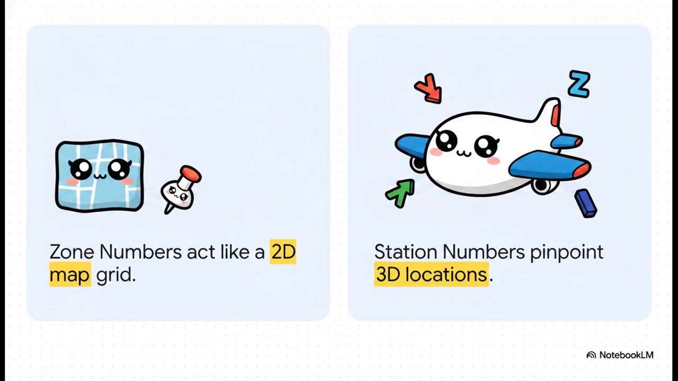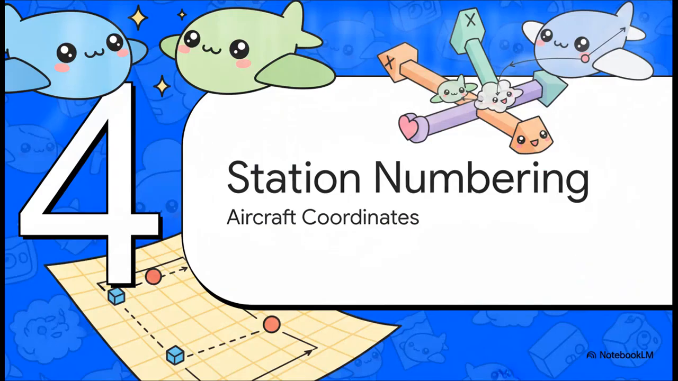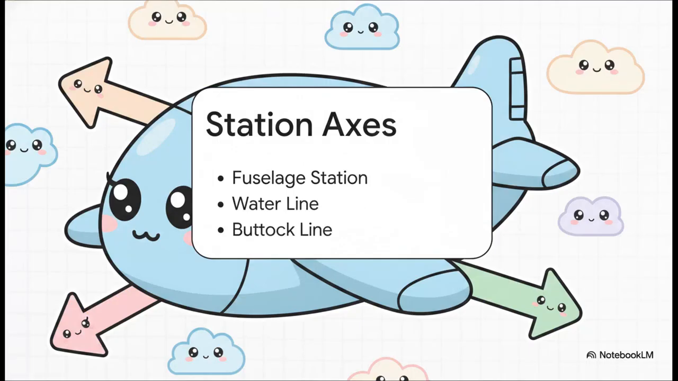And this is key, it's vital to contrast these 2D paper zone numbers with station numbers, which are what we use to pinpoint physical 3D spots on the actual aircraft itself. Which brings us perfectly to Section 4, the aircraft station numbering system. This 3D coordinate system is literally how different teams communicate exact locations without any ambiguity whatsoever.